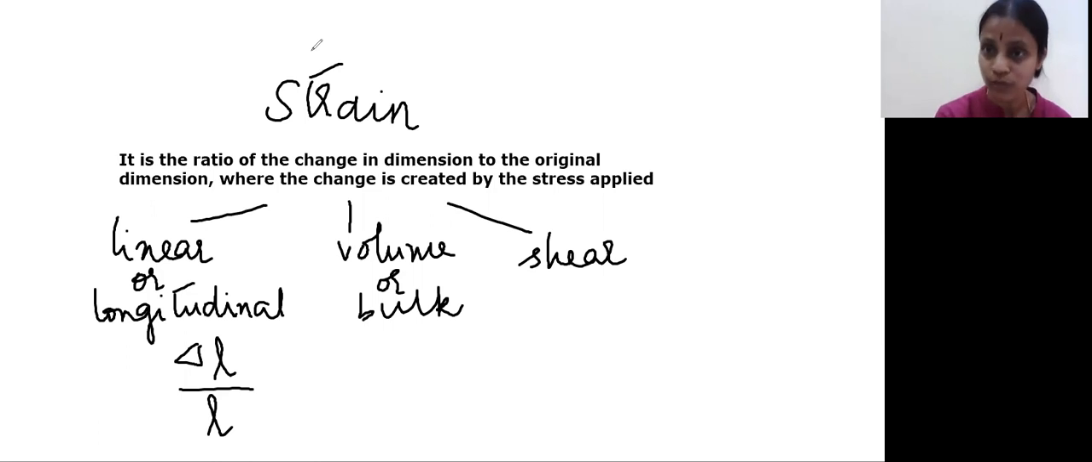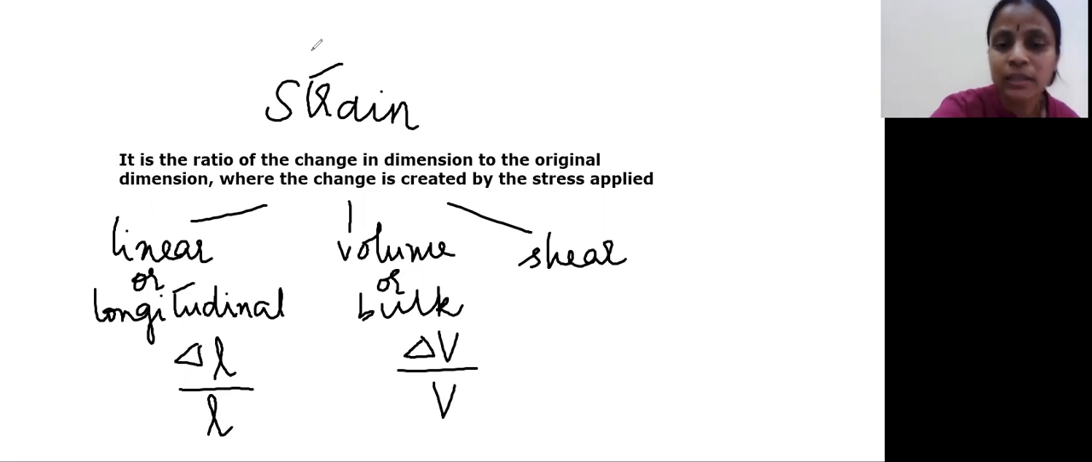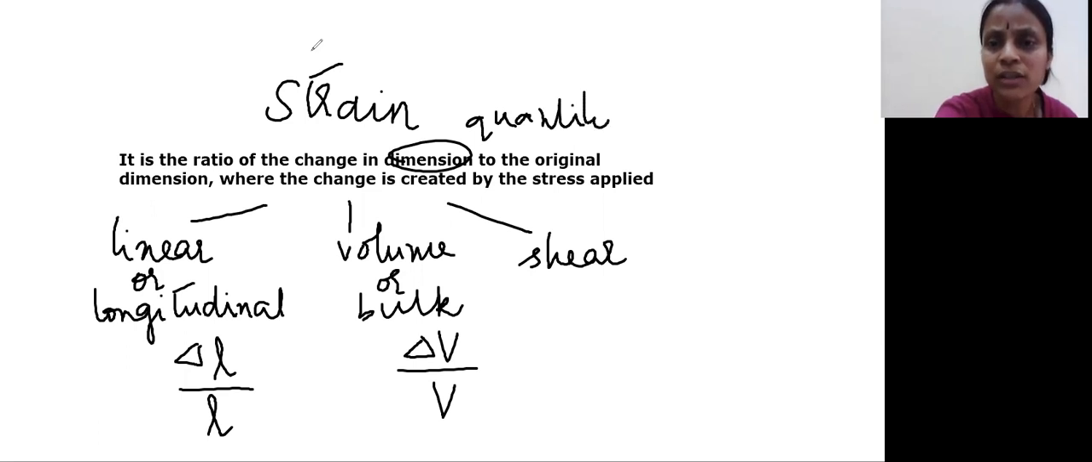Now volume stress or volume strain. What stress will create it, children? Obviously hydraulic stress. So this is going to be the change in volume by the original volume, because this stress, which dimension is it going to change, or which physical quantity is it going to change? Not necessarily dimension, because it changes all the dimensions, length, breadth, height. So which quantity does it change? It changes the volume. So it becomes del V by V.